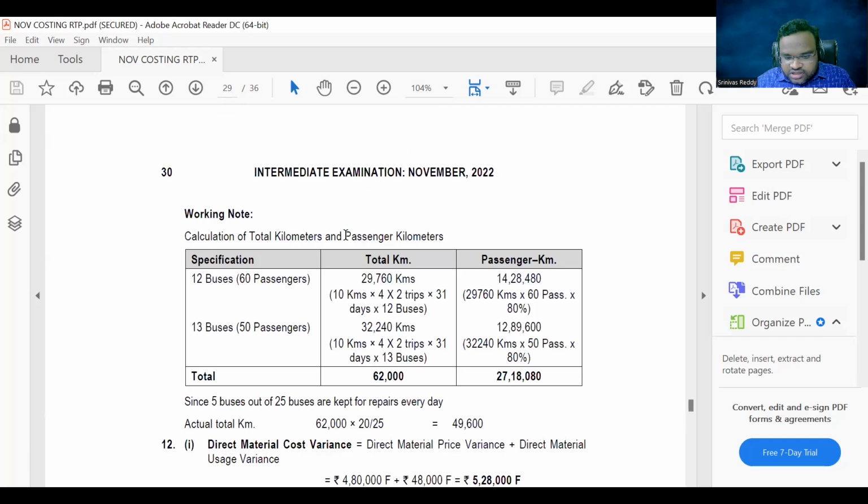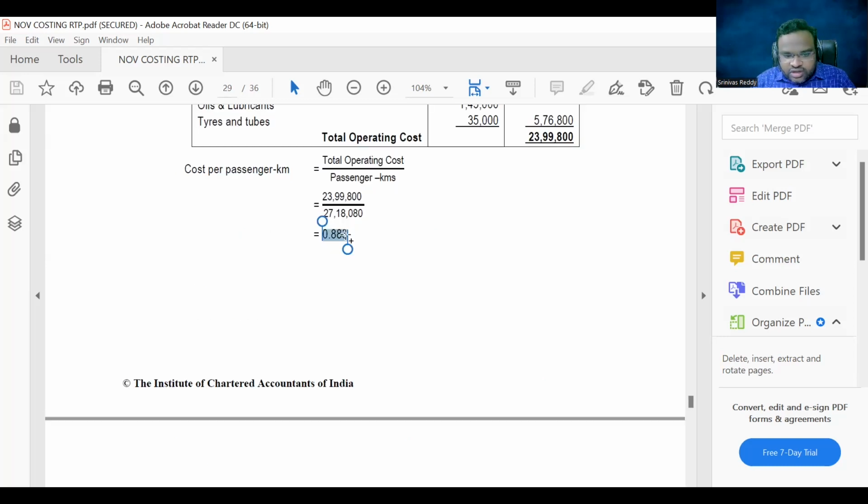So on average basis, if it is 27 lakh 18,080 for 25 buses, how much would it be for 20 buses? 21 lakh 74,464. Based on that, you work out the cost per passenger kilometer. Better to be on the safe side.